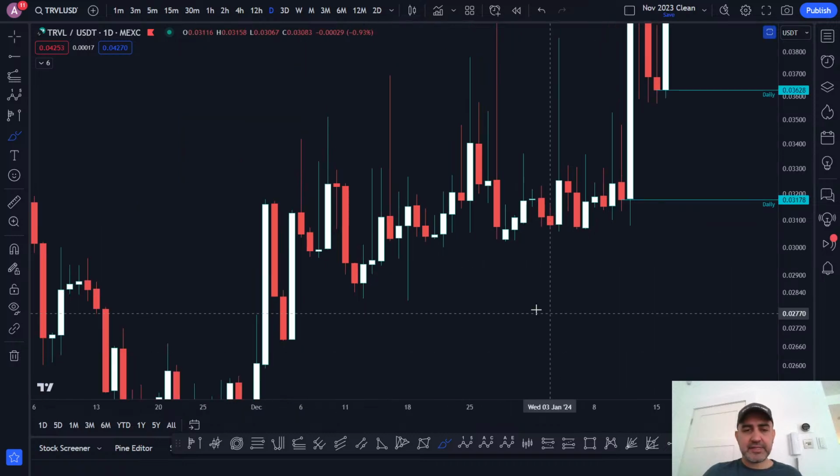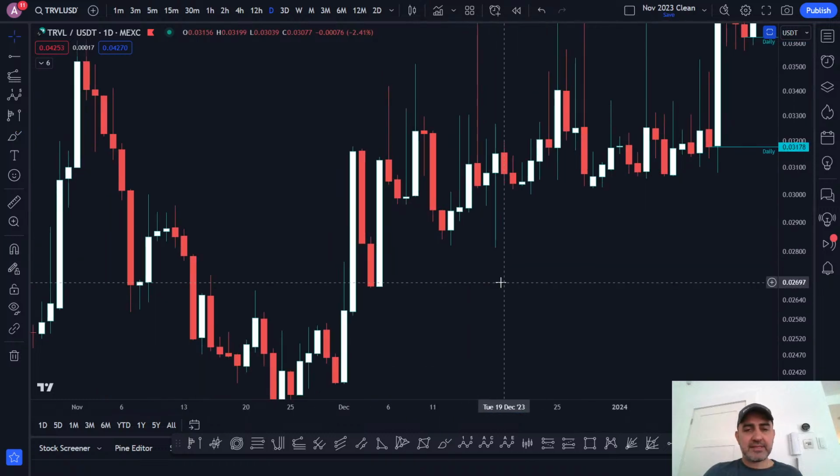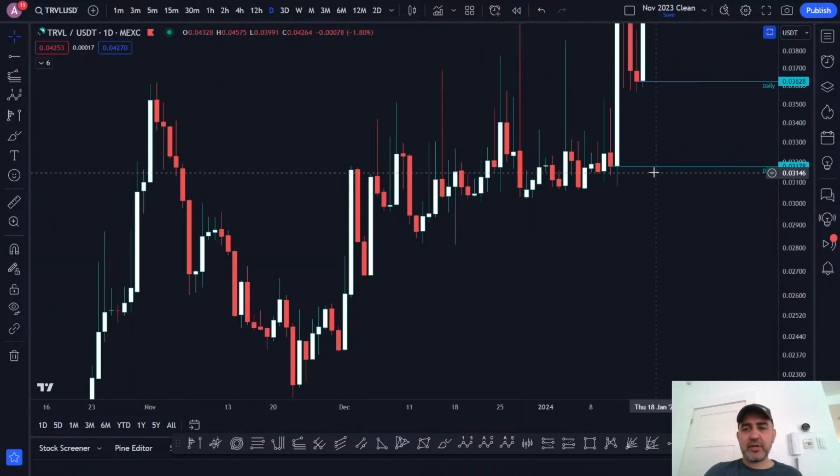Even this one, you see how this wick went down. The order block was this red candle here. This was the daily level. The price went into that, cleared all the orders, and it came back up. And so the next untested one lower down is here.